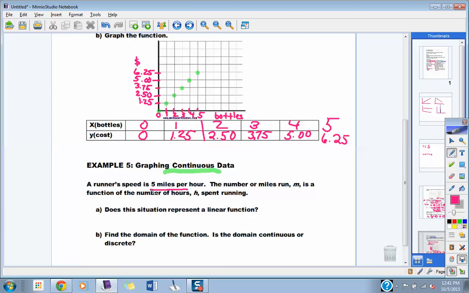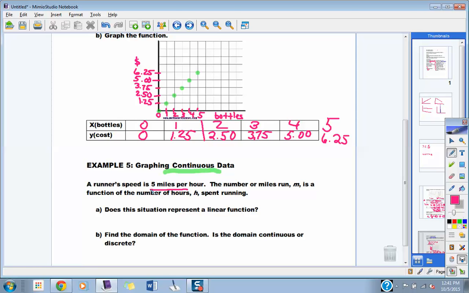Quick question. What's 5 divided by 1? What's 10 divided by 2? 15 divided by 3. 20 divided by 4. 5. In each case, that change in y over change in x is always going to be 5, which indicates to me that this is what type of a function?